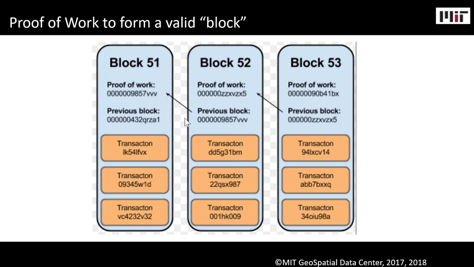So here's another diagram showing block 51, and then block 52 is linked back to 51, has that hash with zeros included in its own hash, and then block 53. So let's take a look at exactly how we communicate with the blockchains.